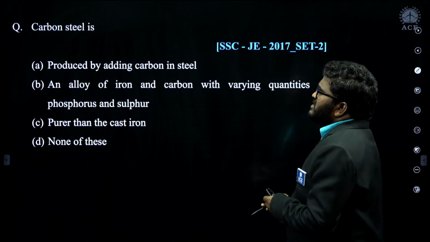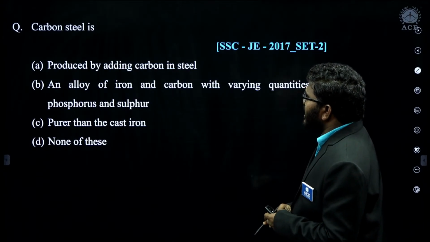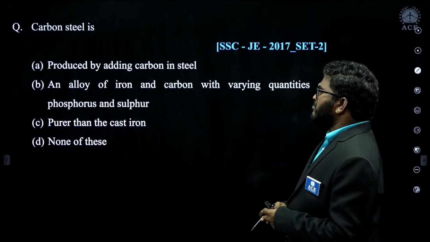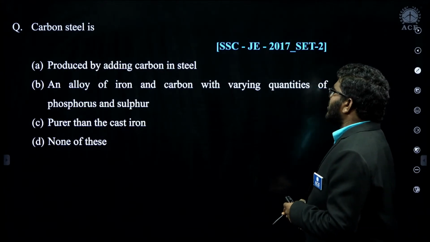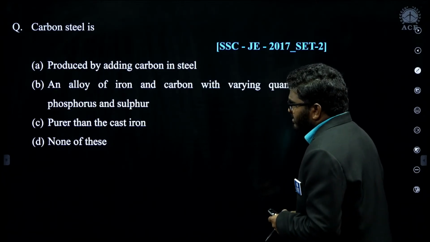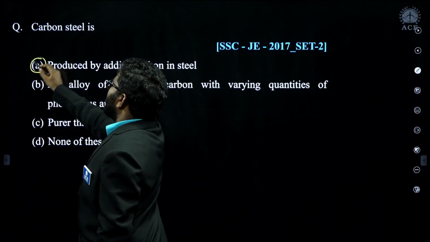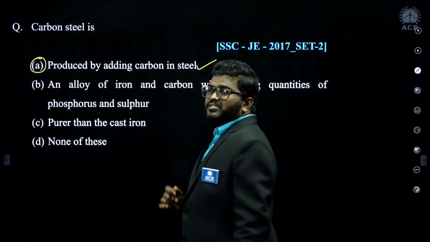Now, carbon steel is, remember, option A, produced by adding carbon in steel. Option B, an alloy of iron and carbon with varying quantities of phosphorus and sulfur, purer than cast iron. None of this. Remember, carbon steel is nothing but adding carbon to the iron. Simple, don't go in depth, simple question.